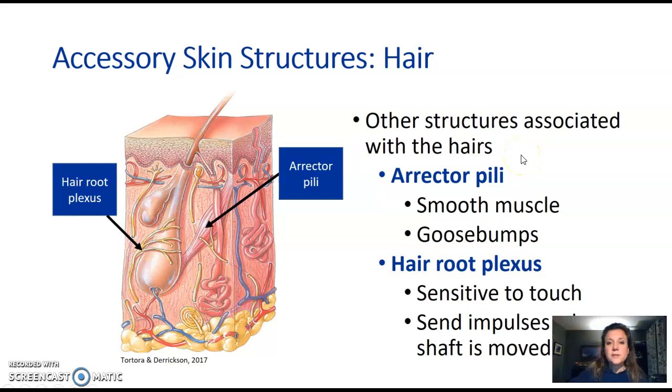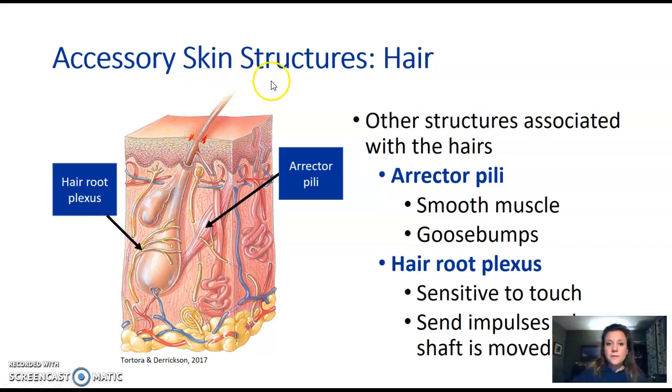Other structures that are associated with the hair include a smooth muscle called the erector pili. The erector pili is going to give us our goosebumps. So when it contracts, it pulls the hair so that it stands straight up and it kind of puckers the skin around the surface, giving us little goosebumps.